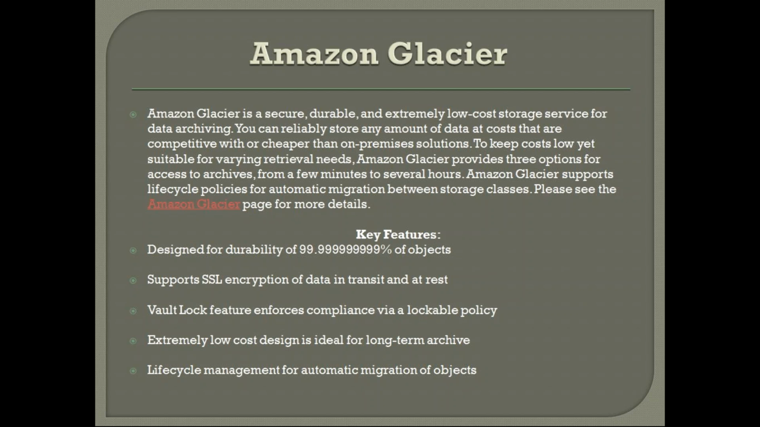Amazon Glacier provides three options for access of archives, from a few minutes to several hours. You can archive the data from a few minutes. For example, you can archive data for half an hour, and using Amazon lifecycle policies, you can give a policy that after half an hour this object can be deleted, or you can even keep it for several hours. Amazon Glacier also supports lifecycle policies for auto migration between storage classes.